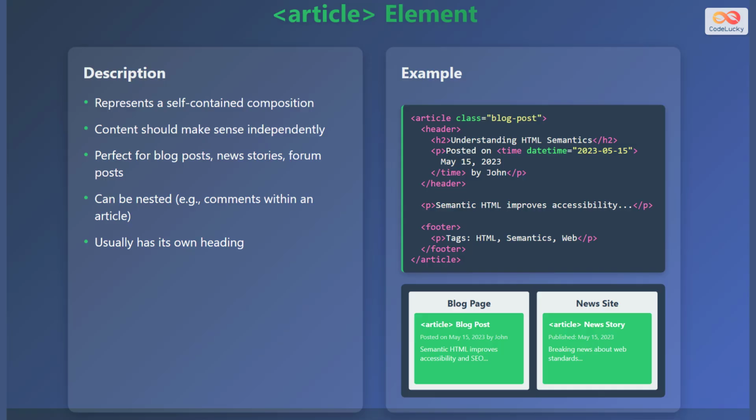Here is an example of how to use the article element. Inside the article, we have a header with the article title and publication date, the main content, and a footer with tags. The visual representation shows a blog page and a news site, each containing an article element with its own title, metadata, and content.